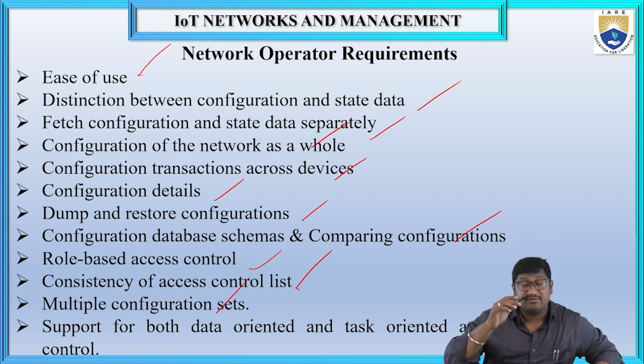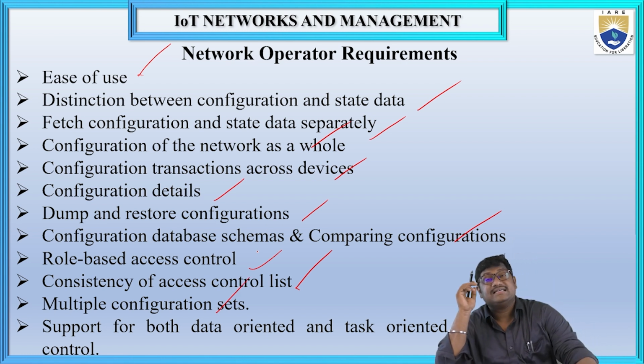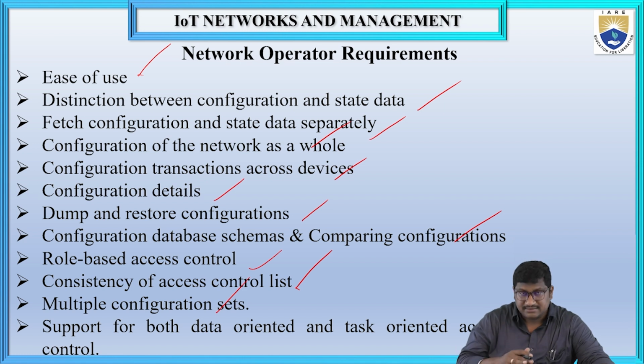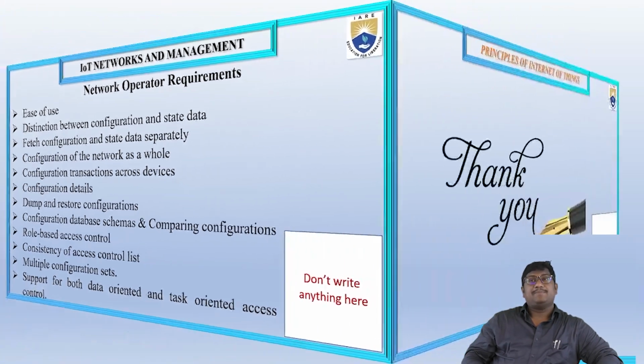And also here we are using multiple configuration datasets which are configured, and we are going to support both the data oriented as well as task oriented. Data oriented means we are depending on the data which is provided by the IoT devices. Based on data we are taking decisions, and the other one is based on the tasks we are going to control access. This is how network operator requirements are presented.